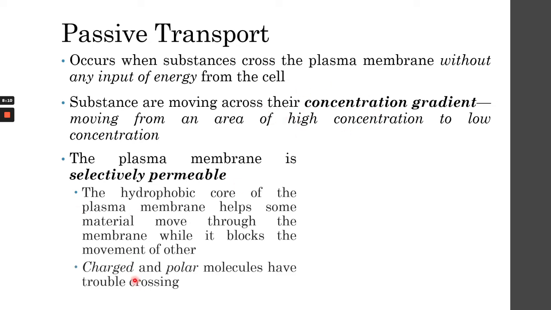One thing that cannot easily pass this hydrophobic core are charged and polar molecules. So for example, water cannot just easily pass through the semi-permeable membrane or the plasma membrane. And other things are ions, for example, Na ions or sodium ions and potassium ions, which cannot just easily pass through the selectively permeable or semi-permeable plasma membrane of the cells.